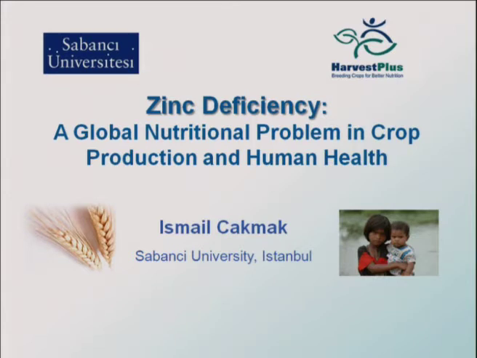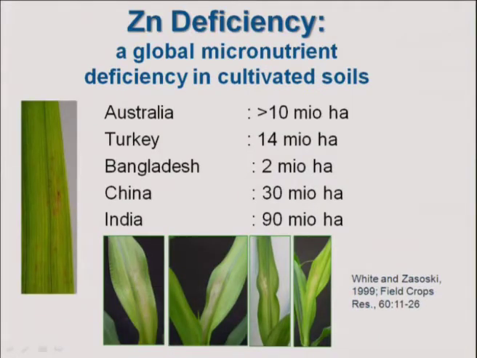My talk today will focus on zinc deficiency as a global nutritional problem in crop production and immune health. Most of you know very well that zinc deficiency is really a global micronutrient deficiency problem in agricultural soils. There are a number of reports saying that at least one-third of cultivated soils are affected by zinc deficiency.